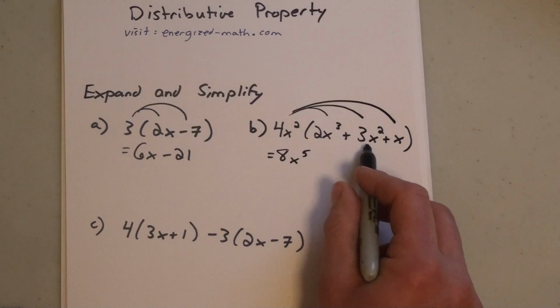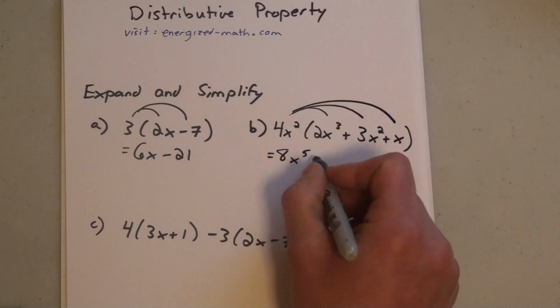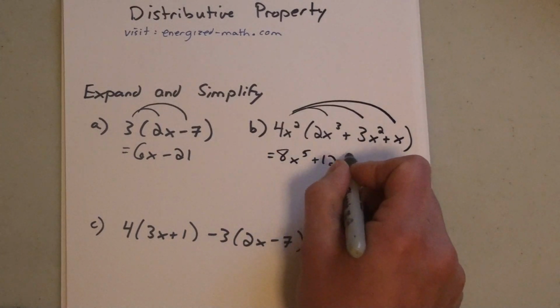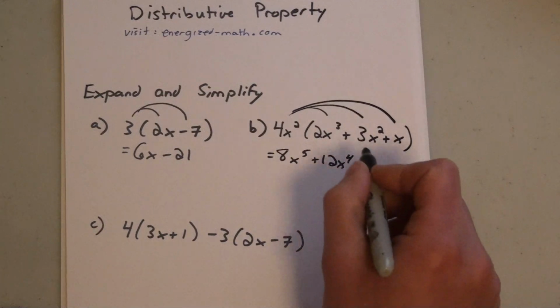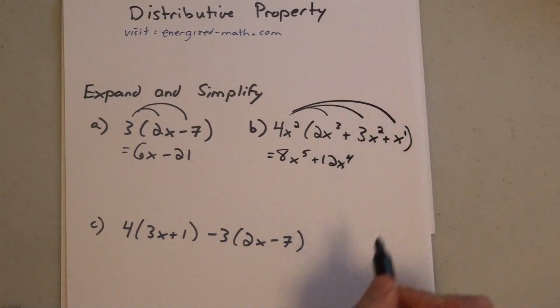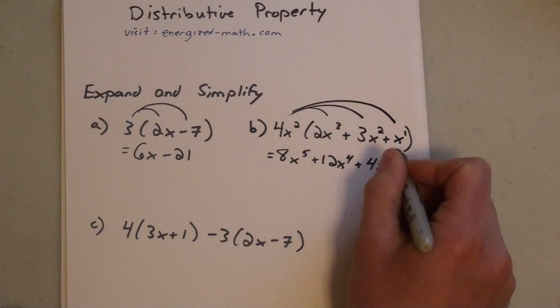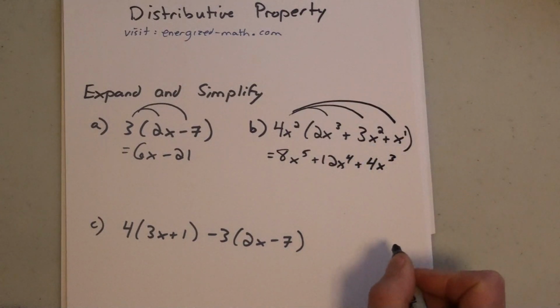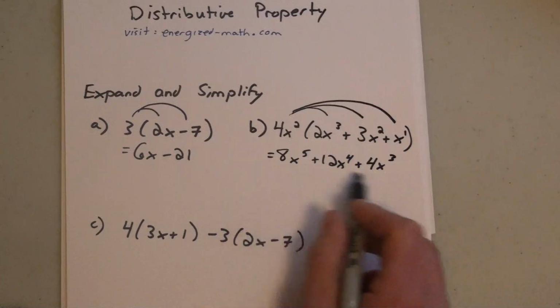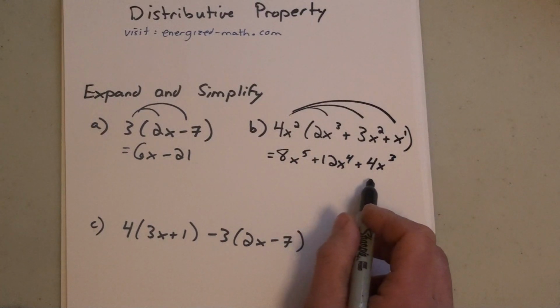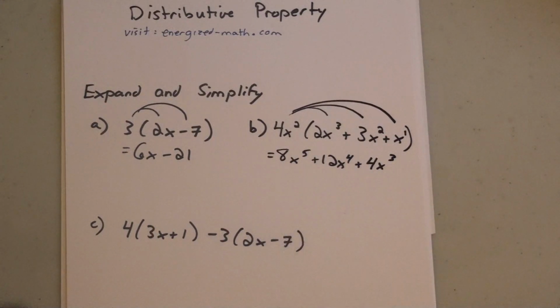Multiply to my second term. 4 times the 3x squared would give me 12x to the 4, adding my exponents. And then lastly, I have an invisible exponent of 1 on just that x. So when I multiply, it will be 4x, add my exponents to the exponent of 3. These are not like terms, they cannot be collected, the answer stays the way it is, and your brackets disappear.